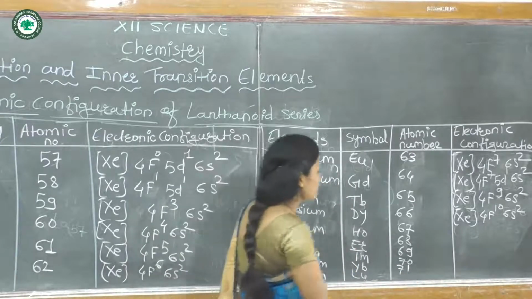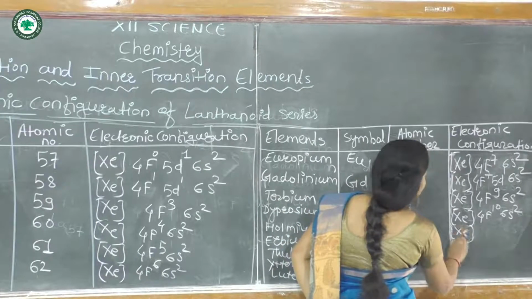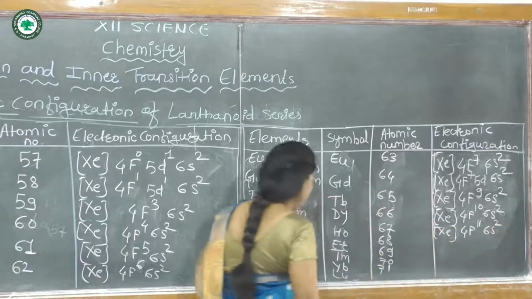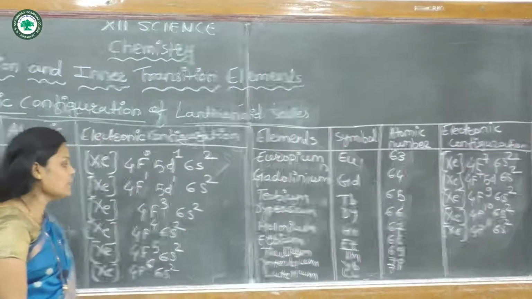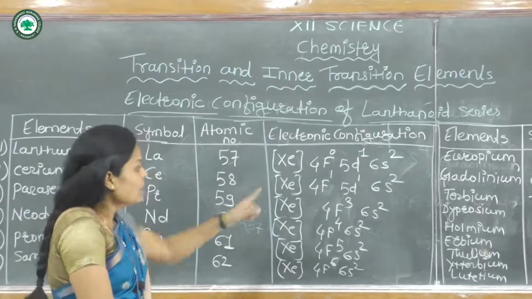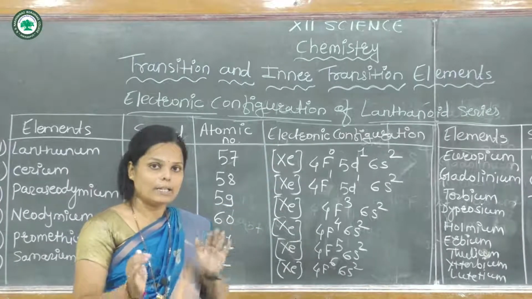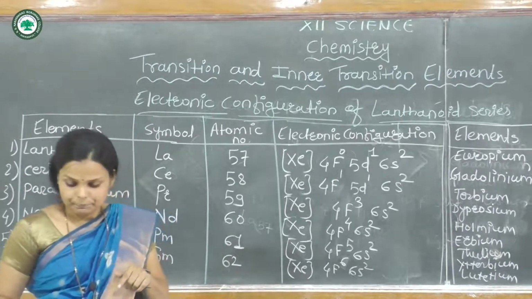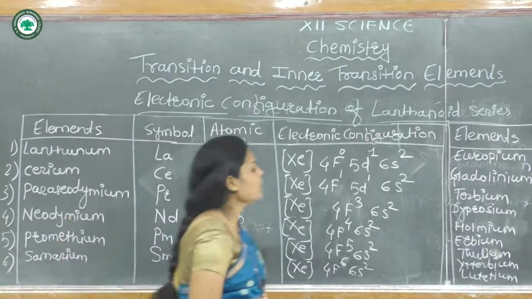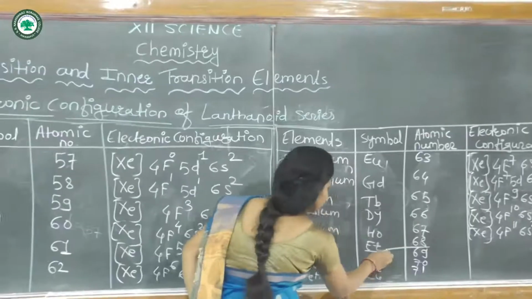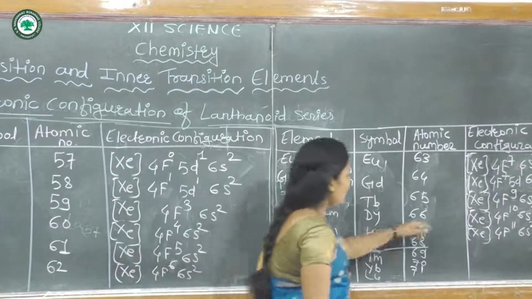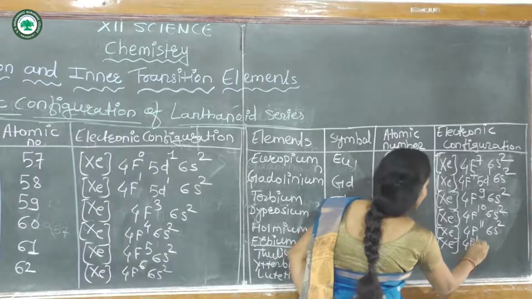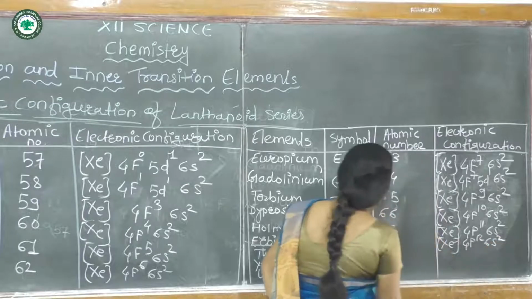The electronic configuration of holmium is xenon, 4f11 and 6s2. Then the next element is erbium. The symbol of erbium is capital E and small r. The atomic number of erbium is 68, and the electronic configuration is xenon, 4f12 and 6s2.